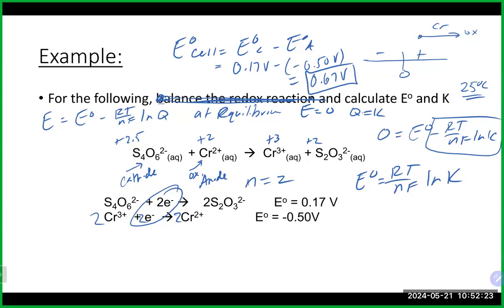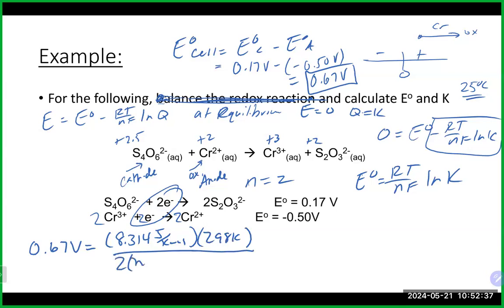Everything else there is pretty constant. So we have our 0.67 volts is equal to 8.314, which is our gas constant, our 298, our 2 moles, and our 96,500 joules per volt per mole, natural log of K. I'm going to basically multiply what's on the bottom and then come back and divide by what's on top.